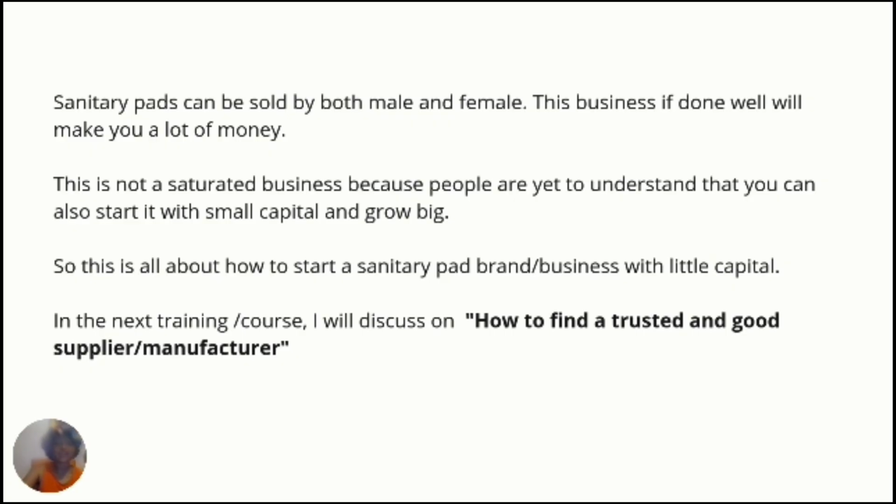Then sanitary pads can be sold by both male and female. So in case you're watching this and you're a male and you're like, ah, this thing is a women thing, no, both male and female can launch a sanitary pad business and do well in it. So it's not gender based. This business, if done well, will make you a lot of money. This is all about how to start a sanitary pad brand.